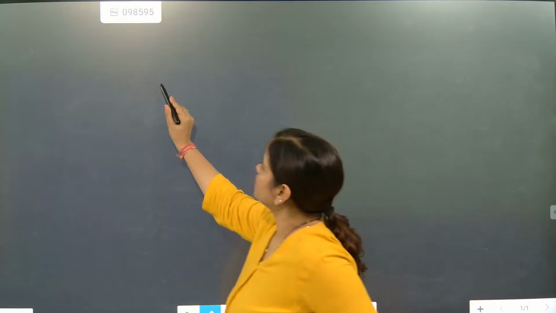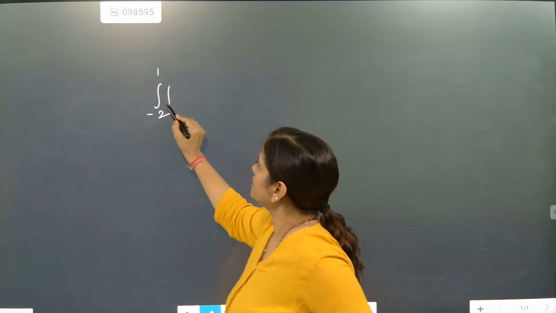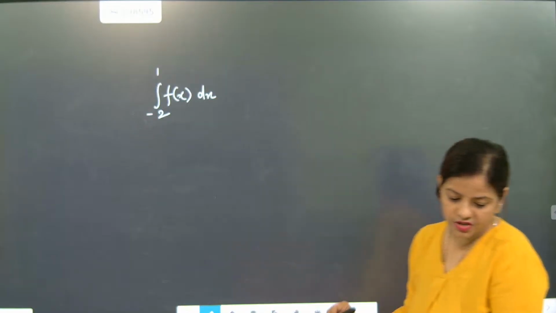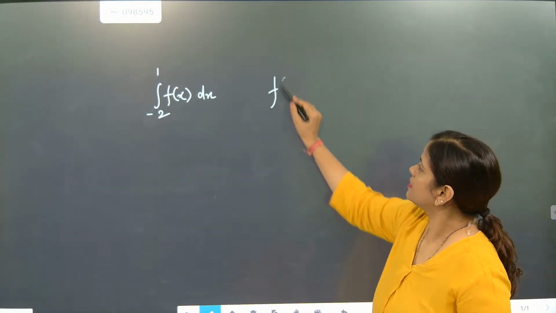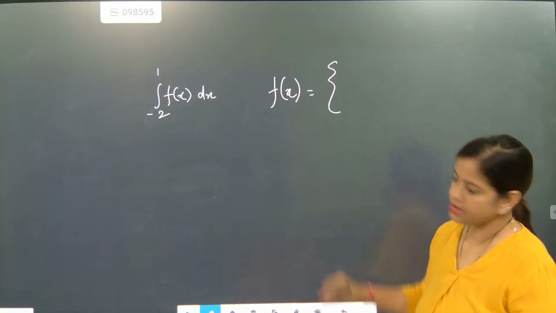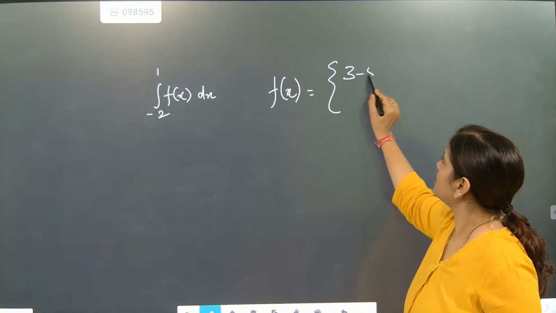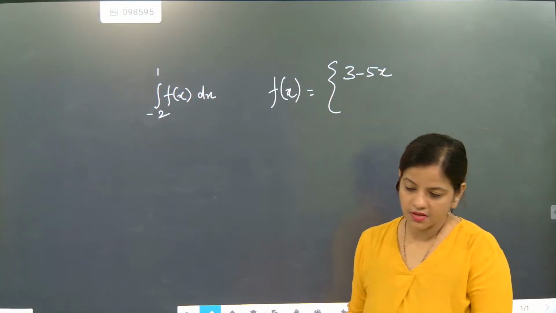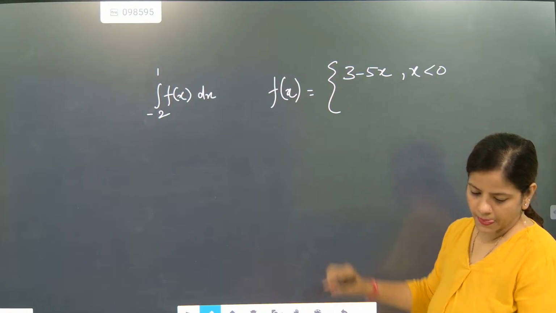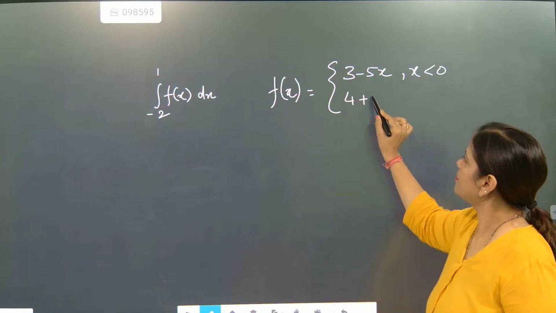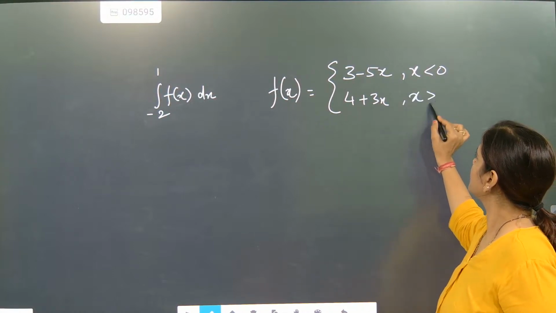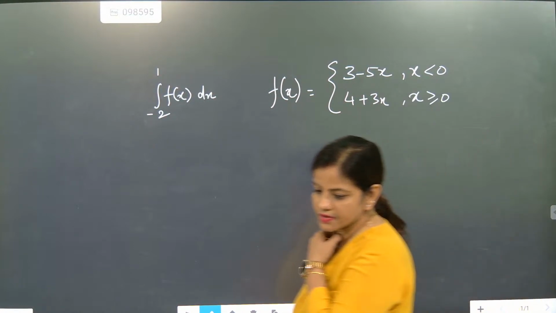Our next question was integral from minus 2 to 1 of f of x dx, and f of x was written as 3 minus 5x when x is less than 0, and 4 plus 3x when x is greater than or equal to 0. Come on, go for it.